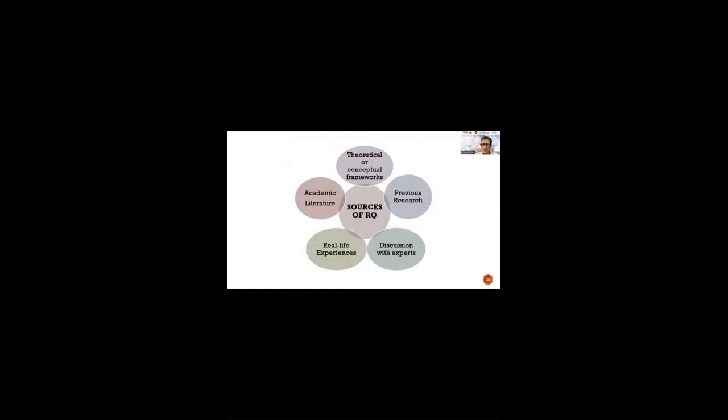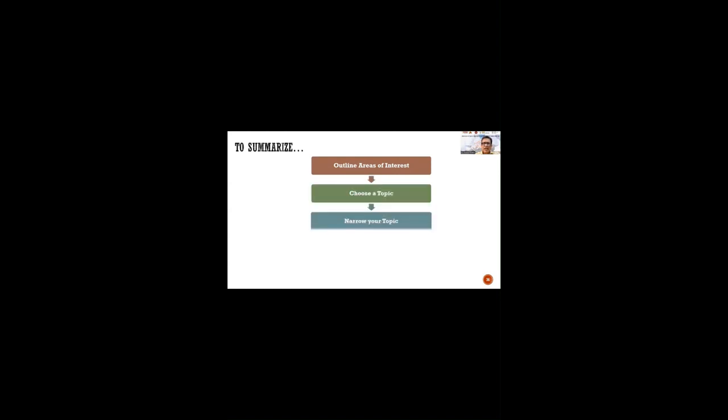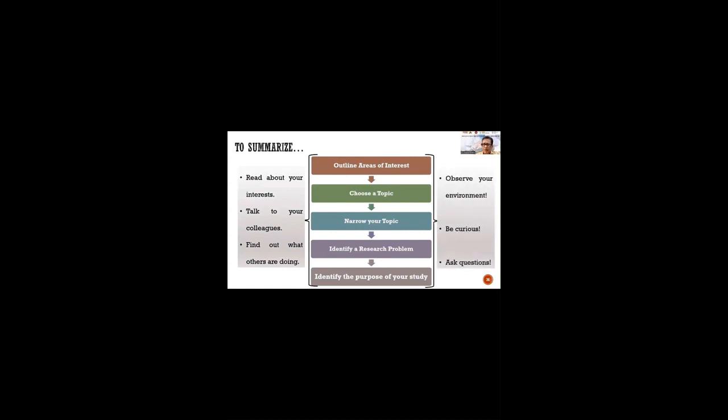Now, sources of research questions: theoretical or conceptual frameworks, previous research, discussing with experts, real life experiences, academic literature. So there are a number of sources which can help you in formulating this research question. So, to summarize, I'd like to say that the topic for thesis is a critical aspect of any postgraduate's life. One needs to outline the areas of interest, choose a topic which is broad, narrow your topic, identify a research problem, and then identify what you're going to study.